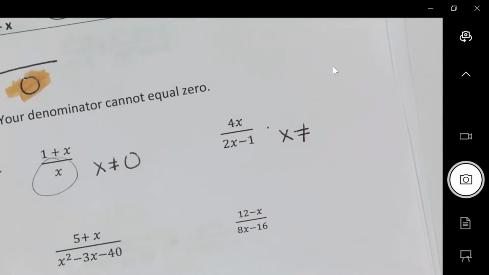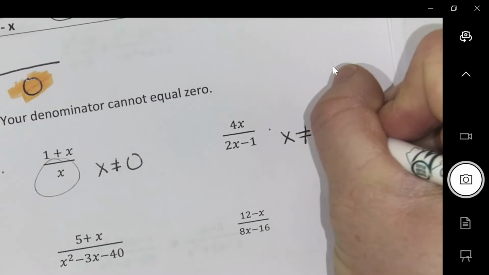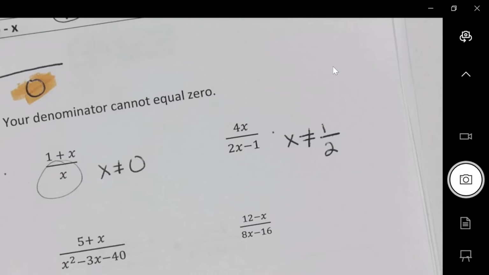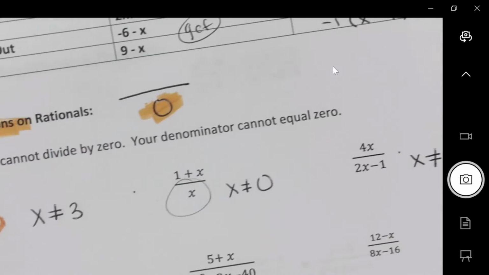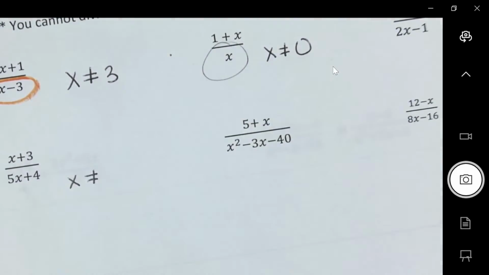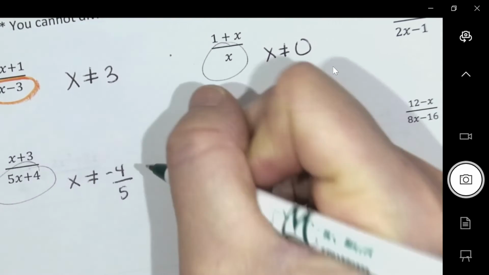X cannot be. Okay, think about your factors. If this was a factor, your answer would be a fraction. It cannot be positive 1 divided by 2. Same format as when we were doing our factors, right? Again, a fraction answer here. Negative 4, opposite, divide.